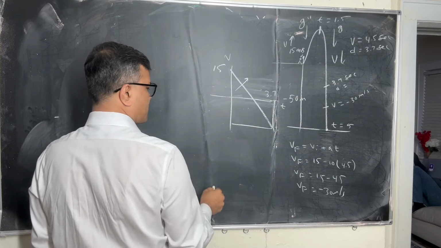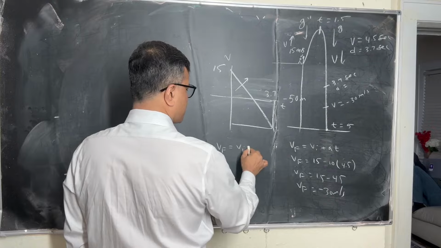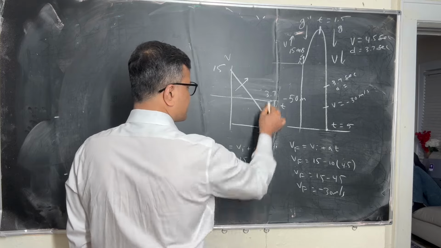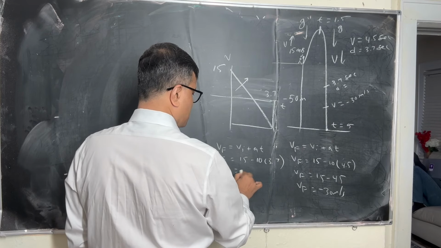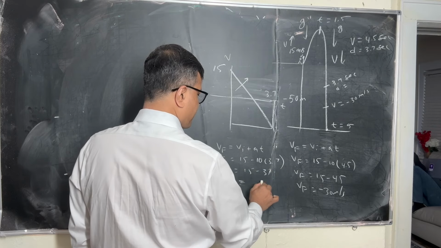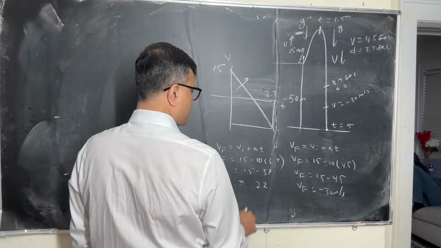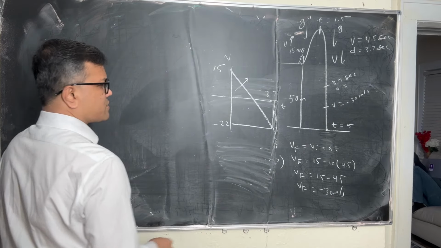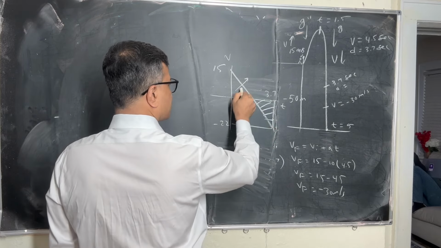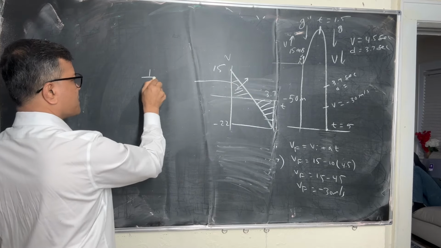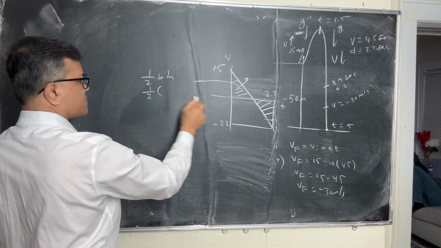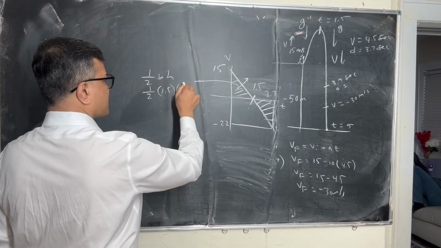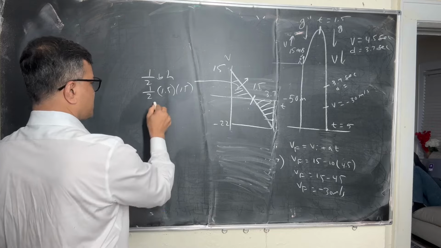We're going to find this one. Vf is equal to vi plus at. Vf is 15 minus 10, t is 3.7. So 15 minus 37, so negative 22. Okay, so what we want to do is find this area and this area and add them up. Let's first find this area, half bh. Half b is 1.5 and h is 15. So this is 11.25.